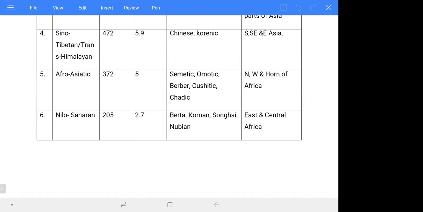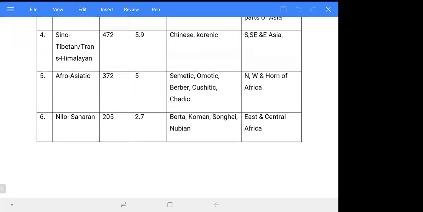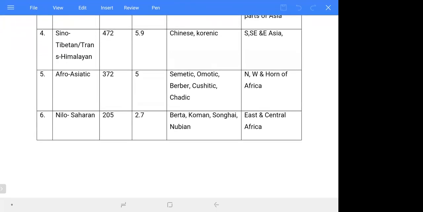For example, Tigrinya, Amharic, or Gurage is part of the Semitic. Then Omotic languages are most languages of southern Ethiopia. Then Cushitic, you can take Afaan Oromo, yes? So most Ethiopians speak languages of the Afroasiatic. And the last super language, Nilo-Saharan, yes, is in East and Central Africa.